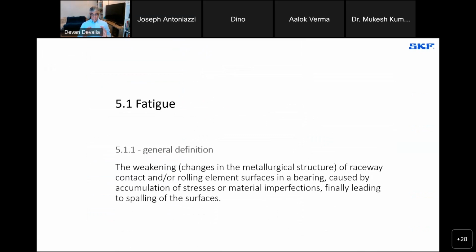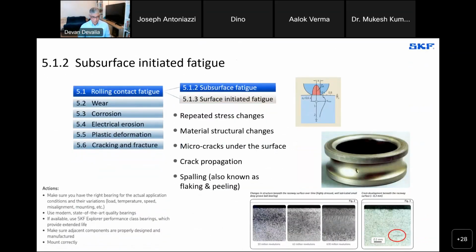So under the fatigue, the general definition is basically a weakening, a change in the metallurgical structure of a raceway contact and or the rolling element surfaces in a bearing, caused by accumulation of stresses or material imperfections, finally leading to spalling or flaking of the surfaces. So here's the heavy slide.